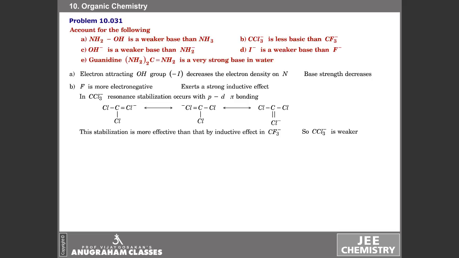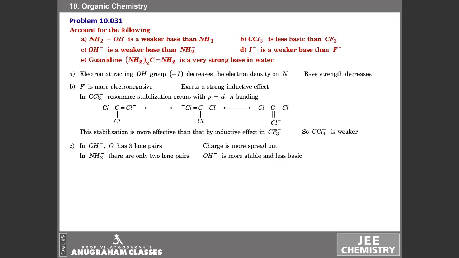In the third, we are given hydroxide and the amide NH2 minus. Oxygen and nitrogen both belong to the same period in the periodic table. In general, for a given period, if there are more lone pairs of electrons, the charge is more spread out. In hydroxide, oxygen has 3 lone pairs, but in amide, nitrogen has only 2 lone pairs. The charge is more spread out in OH minus, and therefore hydroxide is a more stable species and hence a weaker base.